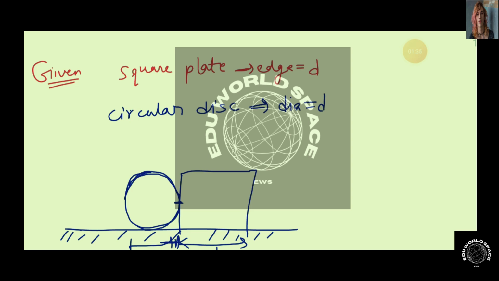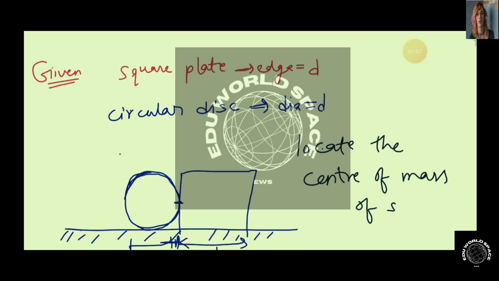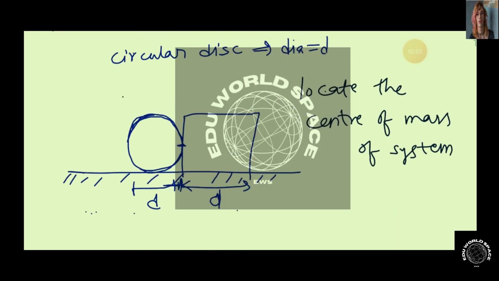Now the question says, assuming mass per unit area for both plates is the same, we have to find the center of mass of this combination. That means we have to find the center of mass of this system. So this is the question. Now let's start answering this question.